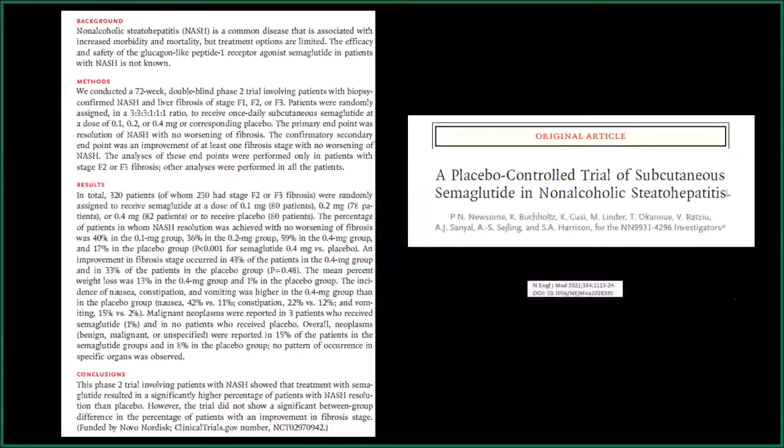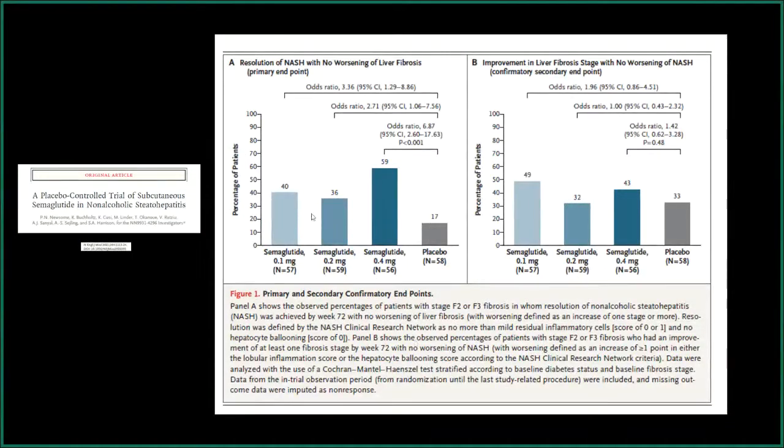And, you know, one of the studies that we have, which was published last year, I think in July, was the placebo-controlled trial of semaglutide in NASH. And again, what we found here with NASH, this used a different dosing regimen, which was a daily injection of 0.1, 0.2, or 0.4 milligrams of semaglutide, looking at resolution of NASH with no worsening of liver fibrosis. And this one is improvement in fibrosis with no worsening of NASH. So you have a significant effect of semaglutide. So what we have is that the GLP-1 analogs also seem to have an impact on NASH.